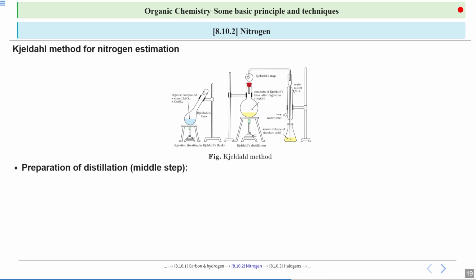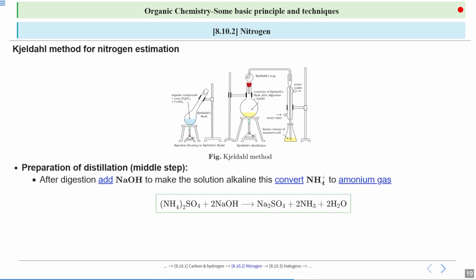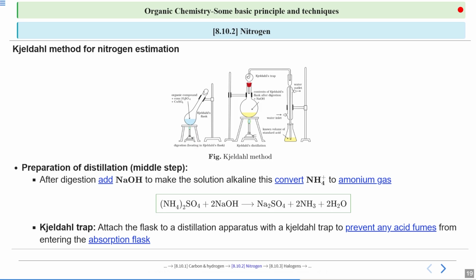After digesting the sample, we need to make the solution alkaline. We do this by adding sodium hydroxide, NaOH. By adding NaOH, the ammonium ions in the solution are converted into ammonia gas. The chemical equation is (NH4)2SO4 plus 2NaOH gives us Na2SO4, 2NH3 and 2H2O. Finally, we use a Kjeldahl trap in the distillation setup. This trap is important because it prevents any acid fumes from entering the absorption flask, which could interfere with our results.